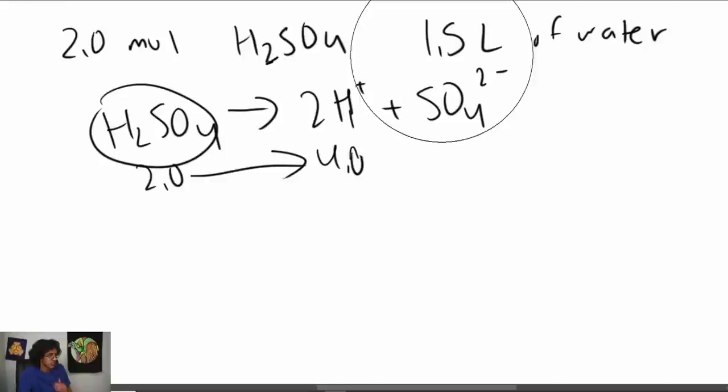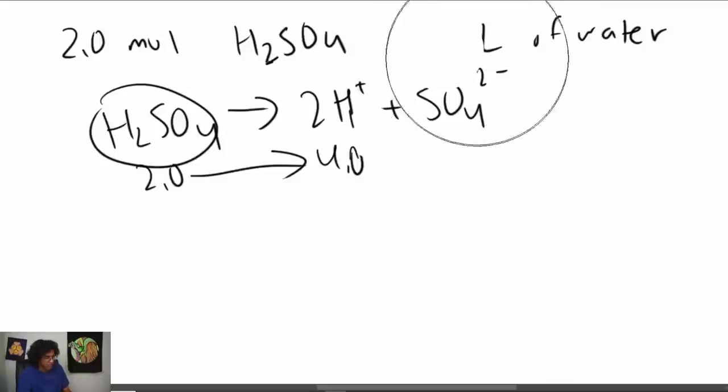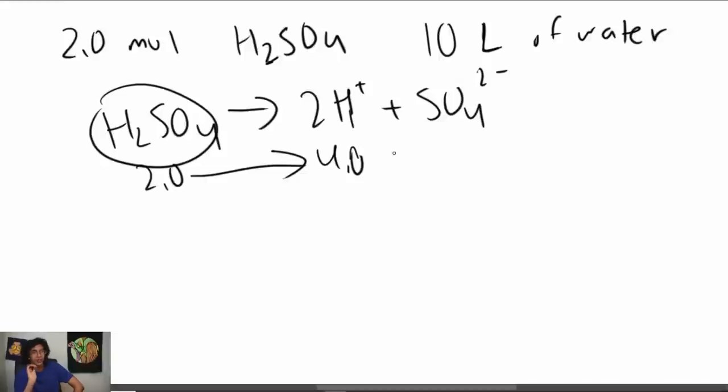Well, actually, let's make this a little bit bigger because we need a smaller number to make this nice. So let's say 10 liters of water. Essentially, we have 4 moles of hydrogen ions in 10 liters of water. Remember, we're trying to look for hydrogen ion concentration. We don't want the number of moles, we want the moles per liter. So whenever you're doing this, you have to make sure you get to moles per liter.